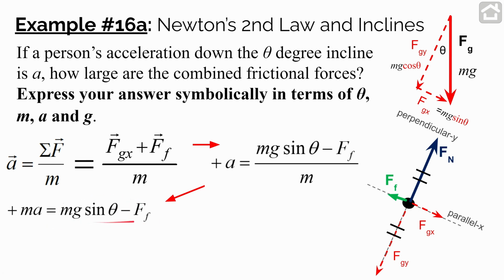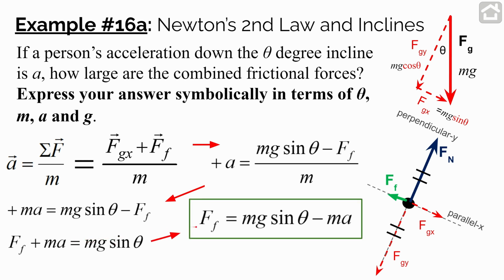So if we add the force of friction here, it cancels out, which means we're going to add the force of friction right there. So on the left side, we get the force of friction plus the mass times the acceleration is equal to the mass times the gravitational field strength times the sine of the angle. And we're almost there. All we need to do is now subtract m times a from the left side and from the right side. And so we get, on the left side, just the force of friction is equal to mg sine theta minus m times a.